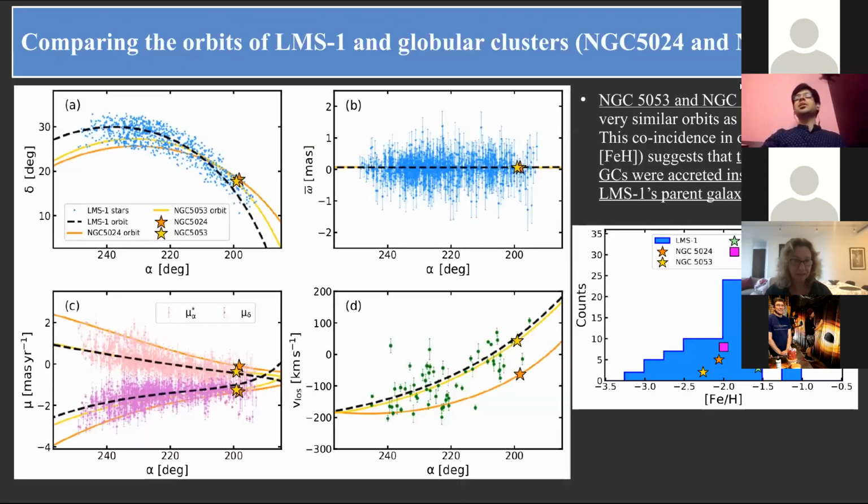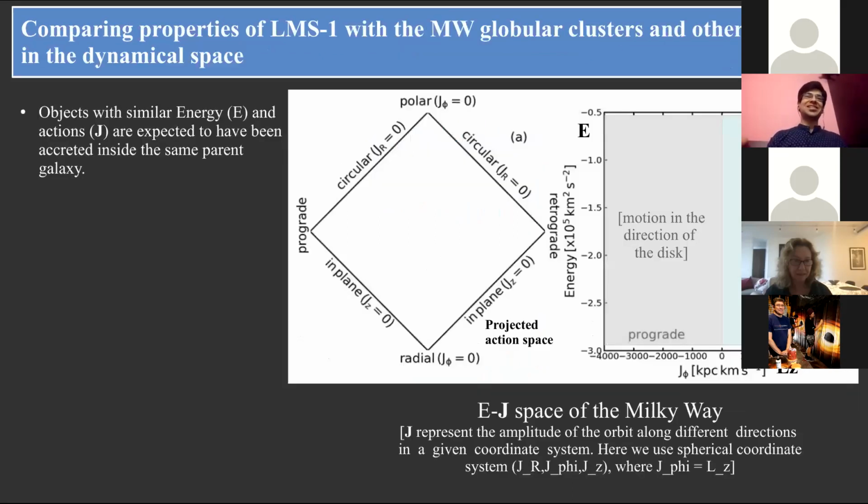Finally, the overlap of these two globular clusters with LMS1 served as a motivation for us to go crazy and try and compare the properties of LMS1 with all the globular clusters of the Milky Way and most of the streams in the Milky Way, and compare them in dynamical space. So here I'm showing you two example maps, the projected action map and the energy angular momentum map.